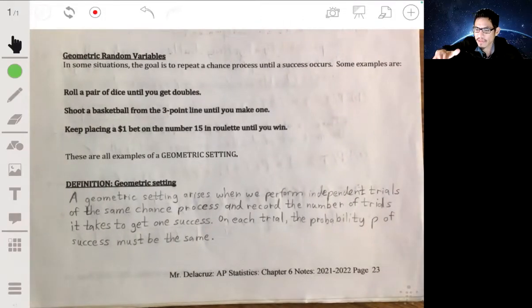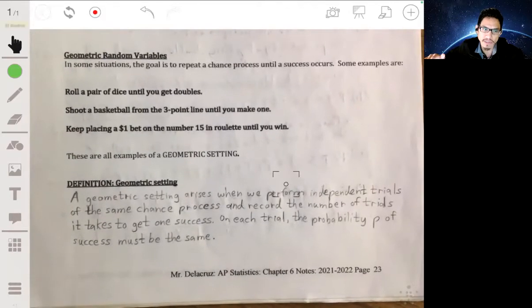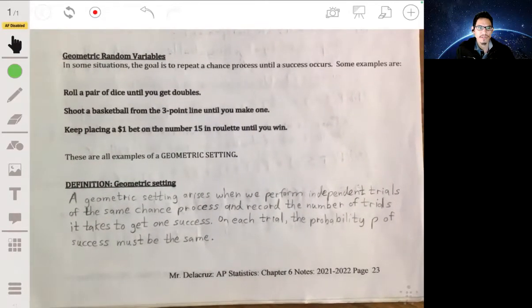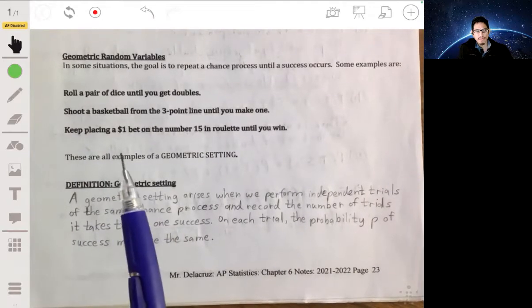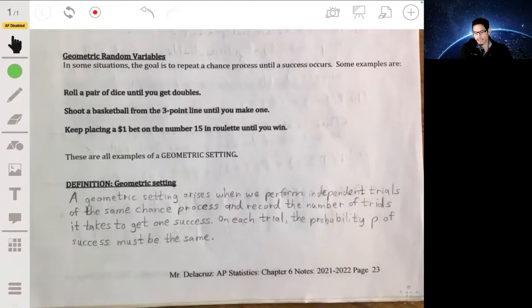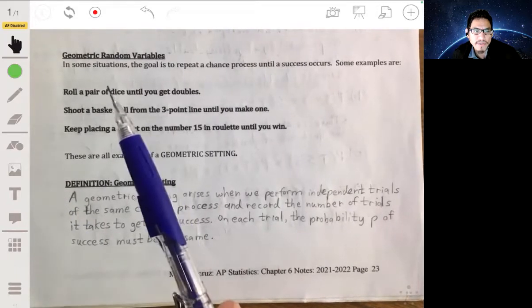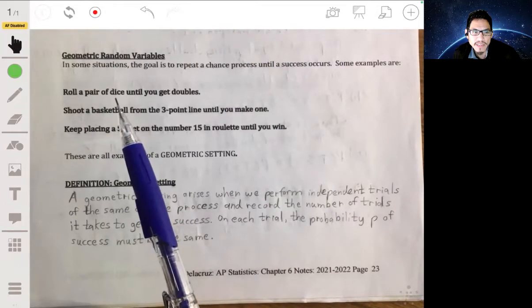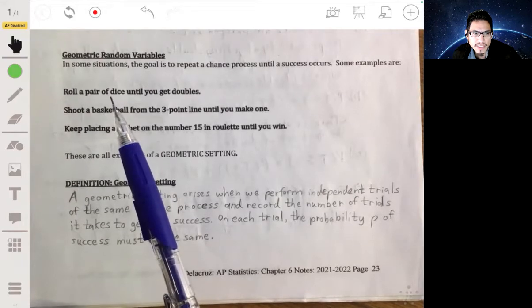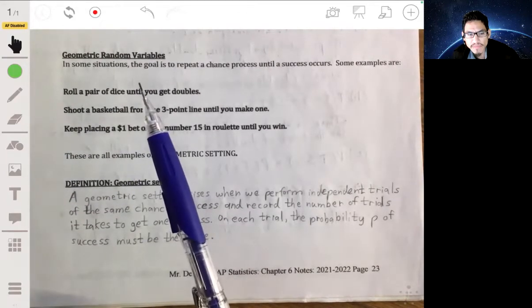All right, so the last part of this chapter involves concepts dealing with geometric random variables. Geometric random variables are actually very similar to binomial random variables, which the first part of this section was about. And here are some examples. Let's say we have a pair of six-sided dice, and we're going to roll them until we get doubles. That's going to be a geometric random setting.